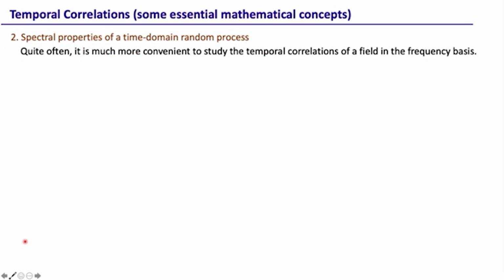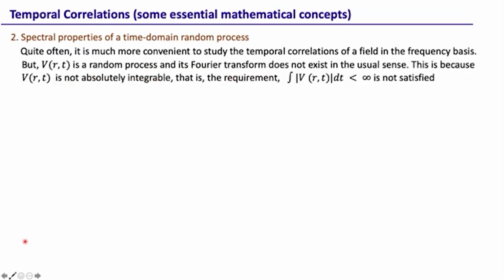Now the other concept we want to look at is the spectral properties of a time domain random process. This is motivated by the fact that quite often it is much more convenient to study the temporal correlations of a field in the frequency basis. Time and frequency are conjugate bases; sometimes it's easier to do things in time, sometimes in frequency. This is the same as a coordinate transform. Sometimes it is easier to work in Cartesian, sometimes in spherical or cylindrical, and so on.